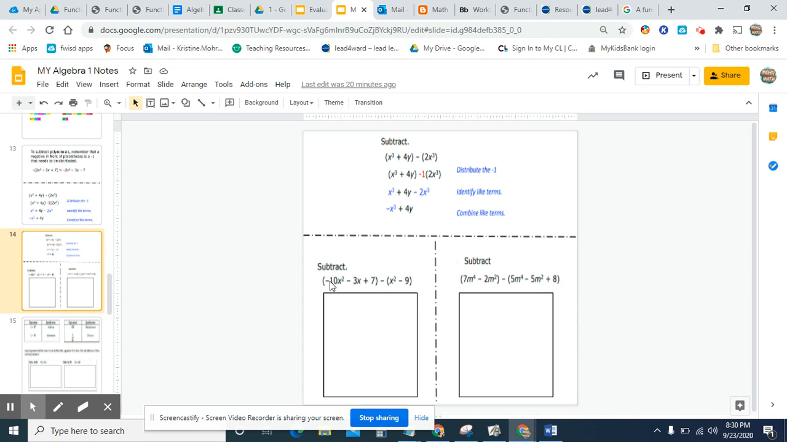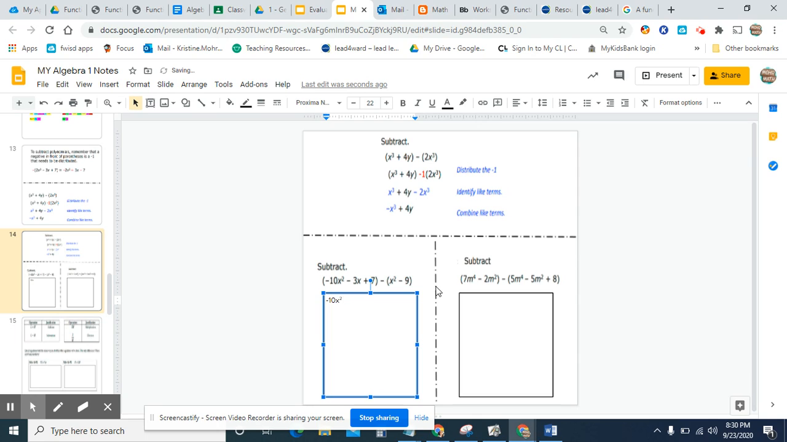So it just says to subtract. So we've got -10x squared minus 3x plus 7, and we're subtracting x squared minus 9. So remember, we first need to distribute our -1 to this back parentheses. Everything in the front has nothing to distribute, so it's going to stay the same. So it's going to be -10x squared, and then minus 3x, and plus 7. I'm going to make this slightly larger. Okay, and then now we have -1 times positive x squared, so that is -x squared. And then -1 times -9 becomes +9.